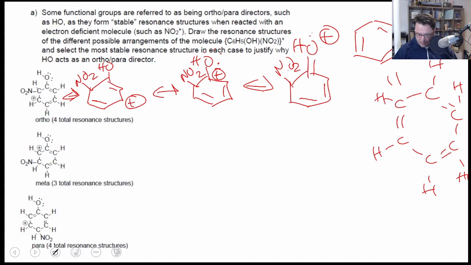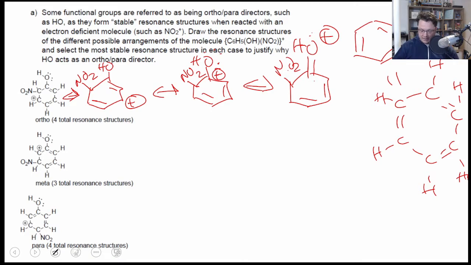If we look at this carbon right here, it's a carbon, and it has 4 bonds around it, right? And so those 4 bonds give it 8 electrons. So that's also stable. And the same thing is true for all the other carbons in the ring as well, right? So all of those meet the octet rule.